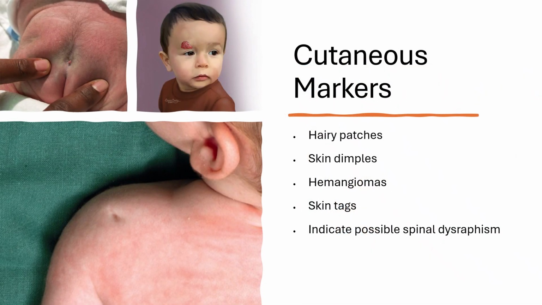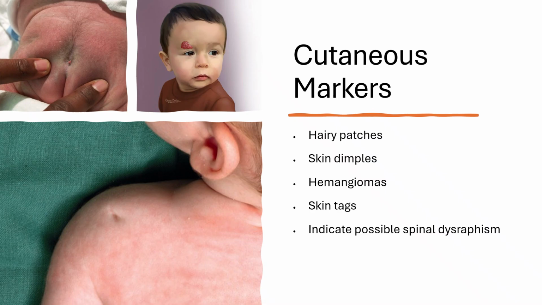Cutaneous markers represent external signs that can indicate underlying spinal dysraphism or other intraspinal anomalies. These skin findings serve as important clinical clues because they develop from the same embryonic tissues that form the nervous system, making their presence a potential indicator of deeper abnormalities that require further investigation. Hairy patches overlying the spine, particularly in the lumbosacral region, can indicate underlying neural tube defects or intraspinal anomalies. These hair tufts appear different from normal body hair and often have a coarser texture or different color.